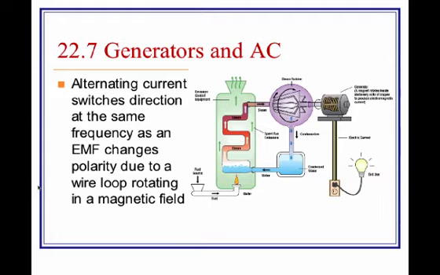Now, as the wire spins, since it's completing a full circle, the polarity of the EMF changes. It switches every 180 degrees. So that means that the current reverses direction. As the wire loops around and around and around, that produces this current that alternates back and forth.